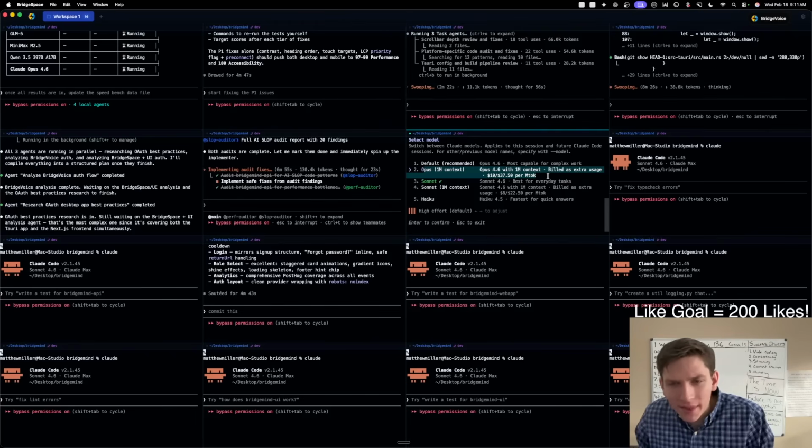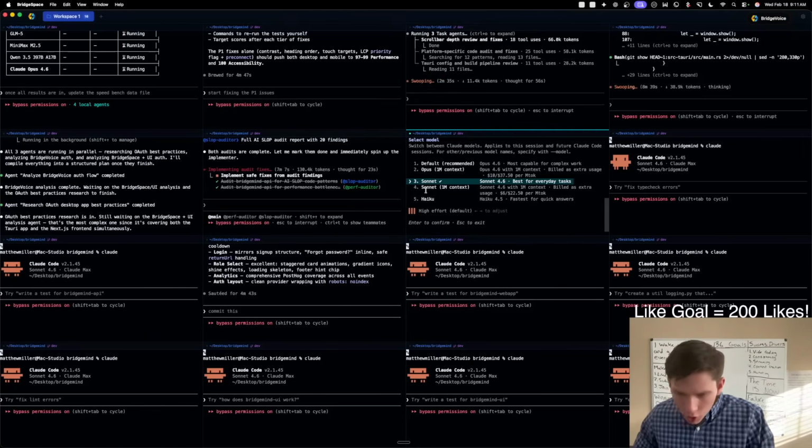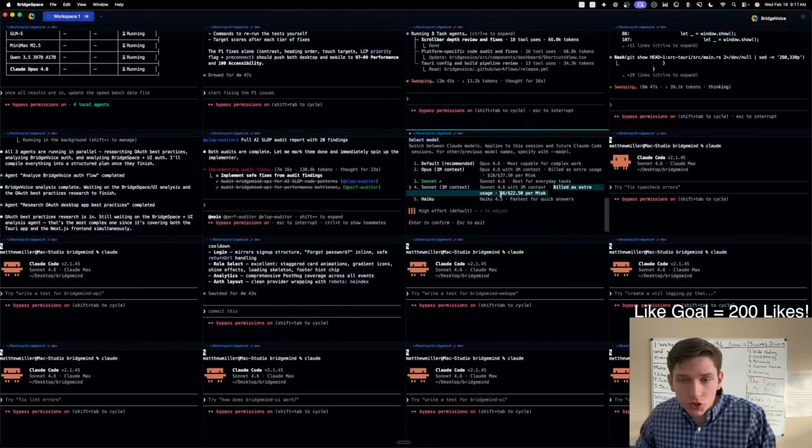And I don't know why they did that. So if you want to get absolutely taxed, you can select the 1 million in context, and then it's the same thing for Sonnet. So you can choose Sonnet, and it says best for everyday tasks, and then you can also choose Sonnet 1M, and it said billed as extra usage. And this is actually billed at a higher price, so $6 per million and $22.50 per million.